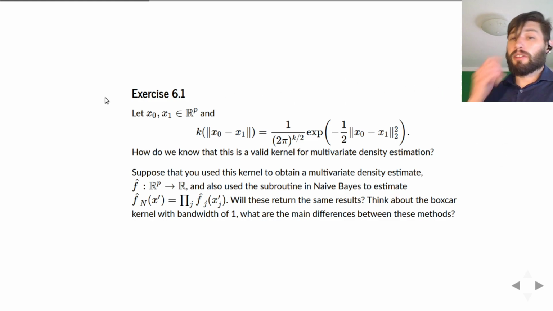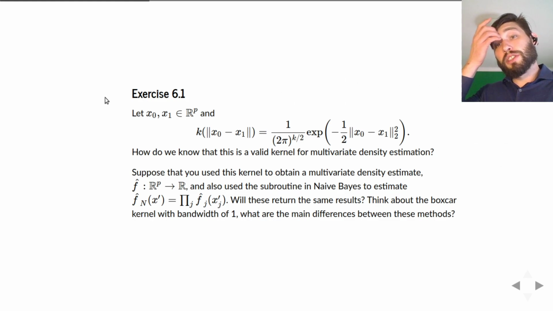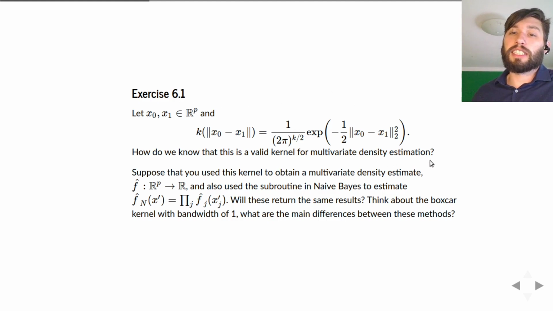So this leads us to our first exercise, which is just meant to reinforce some of the things that we talked about with multivariate density estimation. So first of all, I'd just like to ask a very simple question. Suppose I gave you a kernel instead of the boxcar kernel. It looked like the following thing.